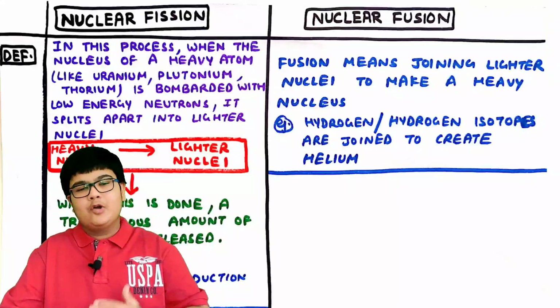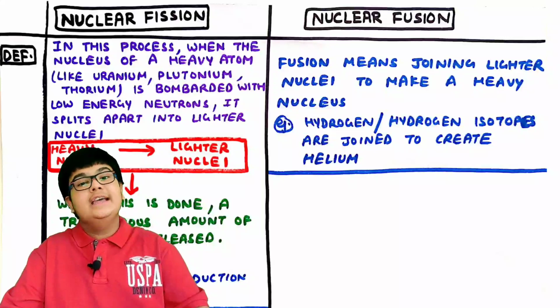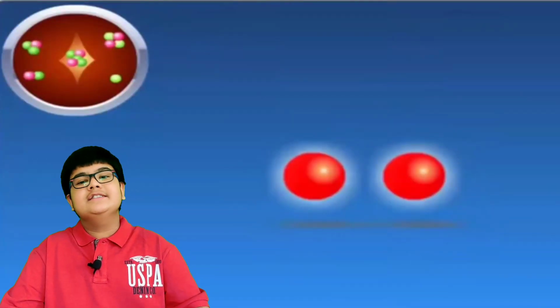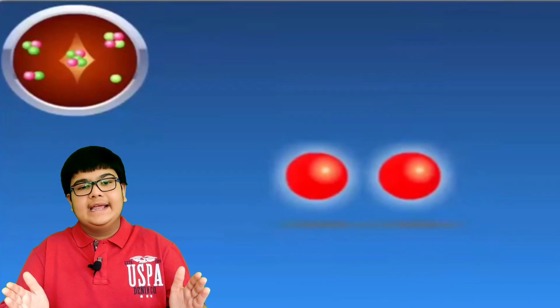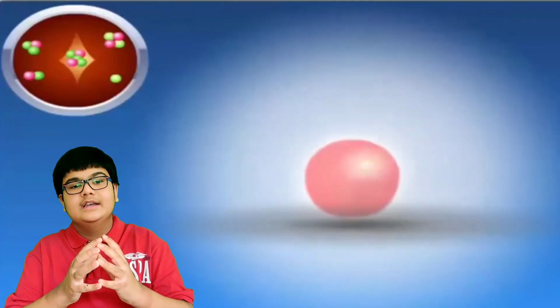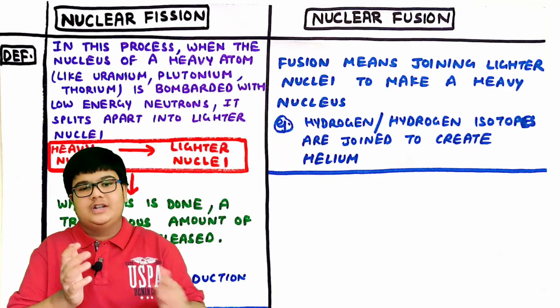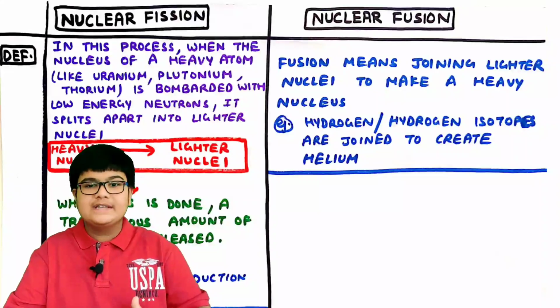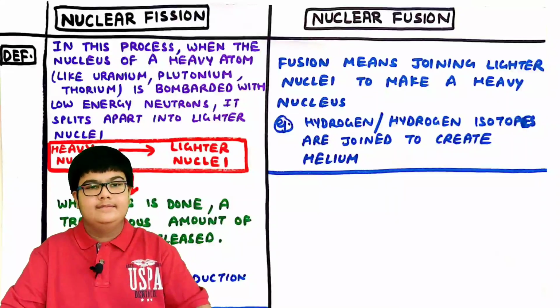And the second process of harnessing nuclear energy is nuclear fusion. Let's see how. Fusion means joining lighter nuclei to make a heavy nucleus. So this is the opposite of nuclear fission. For example, hydrogen or hydrogen isotopes are joined to create helium.